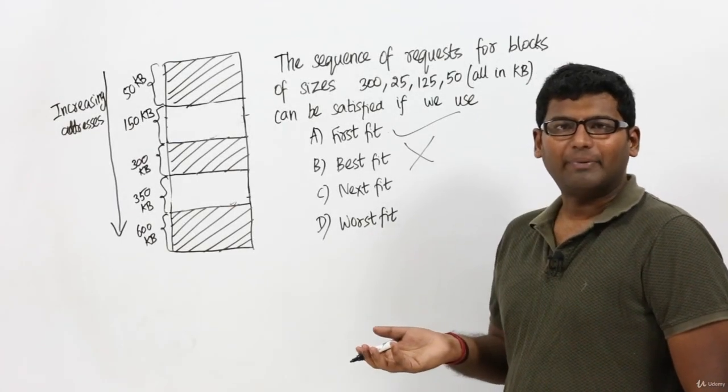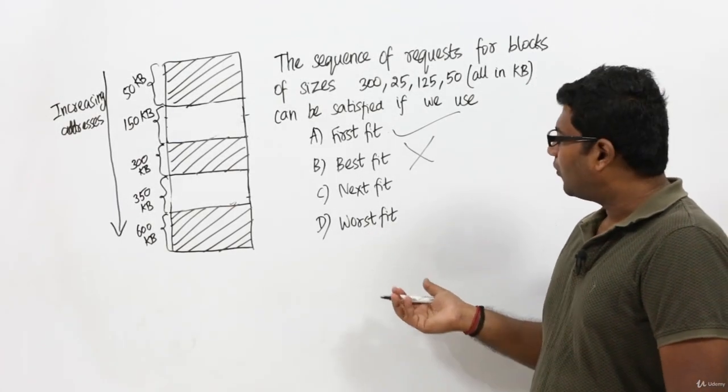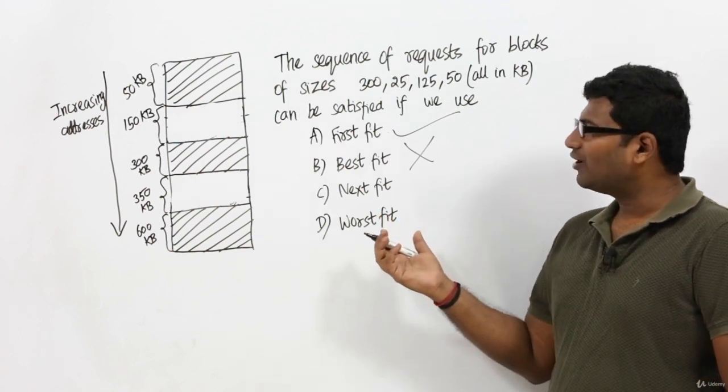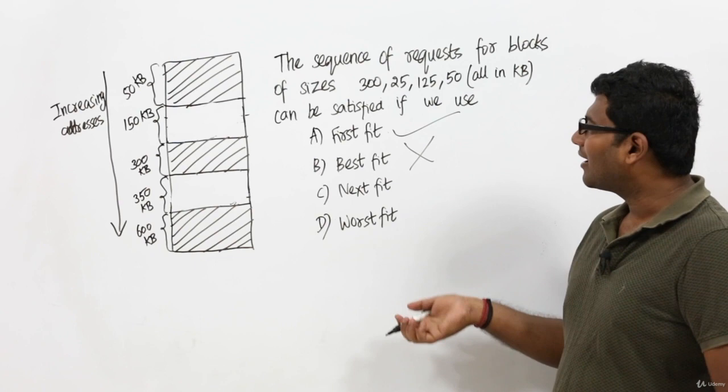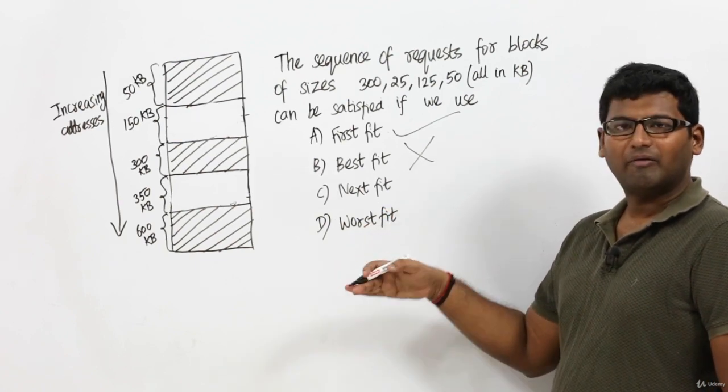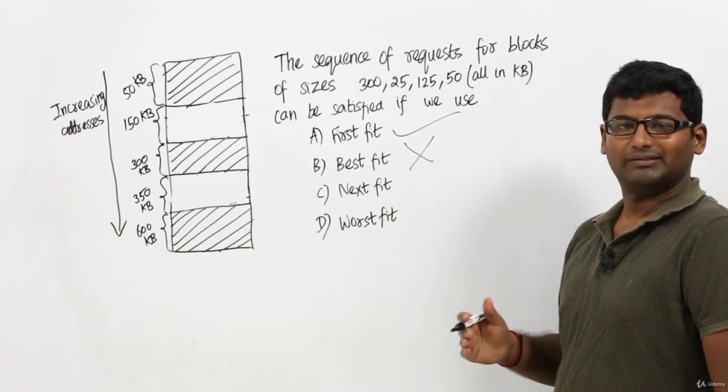Now let's see what will happen in case if you are using next fit. See what is meant by next fit. Next fit works exactly like first fit, but there is a small difference. After allocating a process, we will start from the place where we left off, rather than starting from the first.